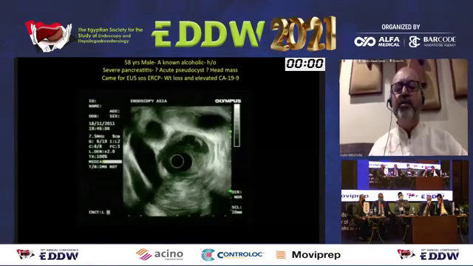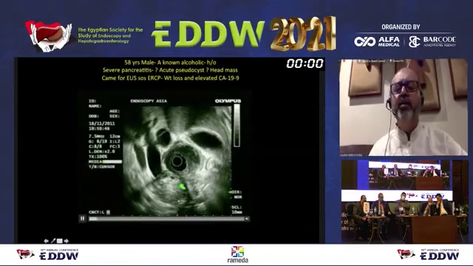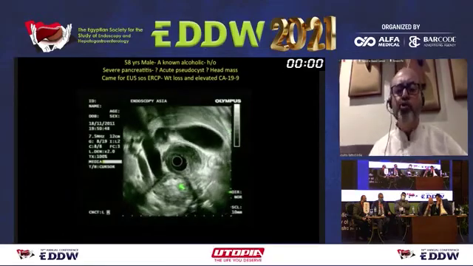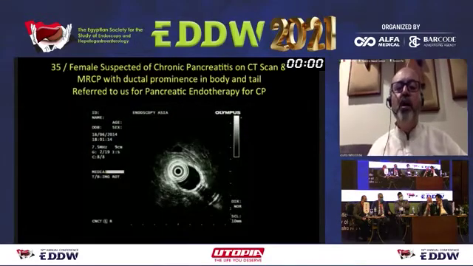When you talk of inflammatory head mass, now this is what I'm talking of, inflammatory head mass. Very large, bulky head, heterogeneous appearance. You can use contrast enhanced EUS, and then you can have a diagnosis.